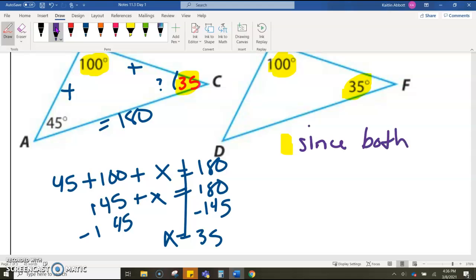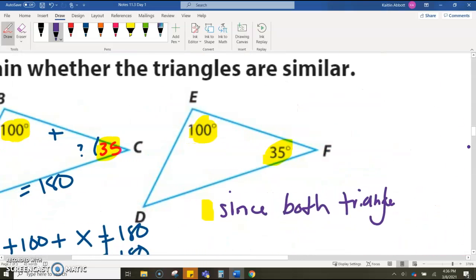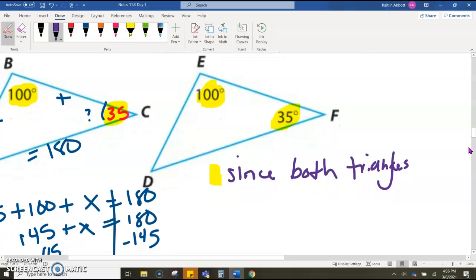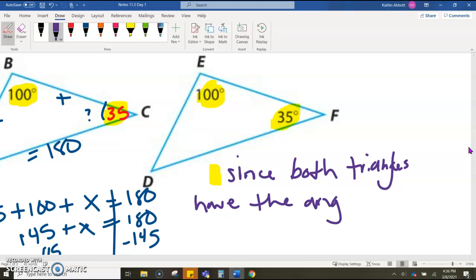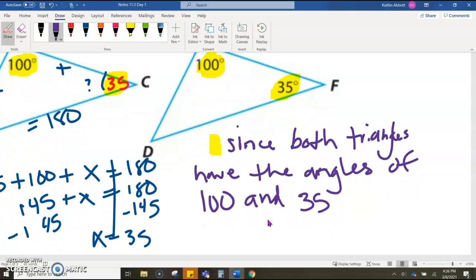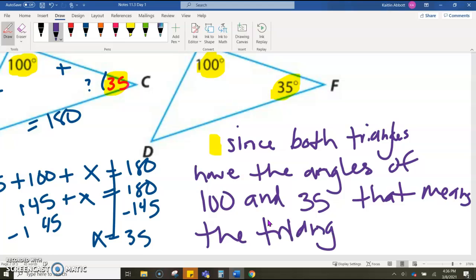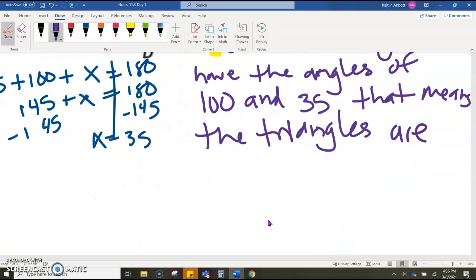since both triangles have the angles of 100 and, let me write out "and" so this doesn't look like a plus sign, and 35, since both triangles have the angles of 135, that means the triangles are similar. I definitely recommend typing this out.